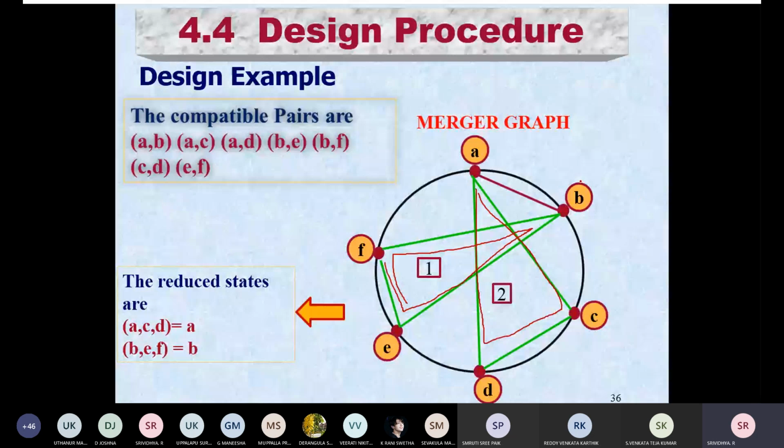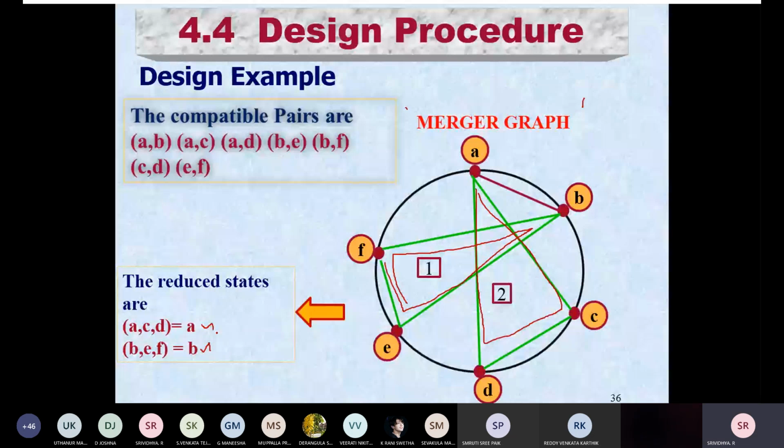So with that I'm touching all. Actually, the aim of this is that you should be able to touch all your states. With these 2 triangles itself I am able to touch all my 6 states. Am I right? Now I'm reducing. The reason I'm going for this merger graph is for my reduction, just like my implication table is for my reduction. So I'm reducing the states A, C, D, this first triangle, and the other triangle is B, E, F. I'm making BEF equivalent to my B state, and ACD equivalent to my A state.